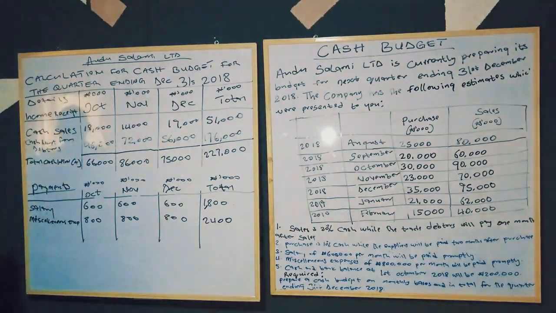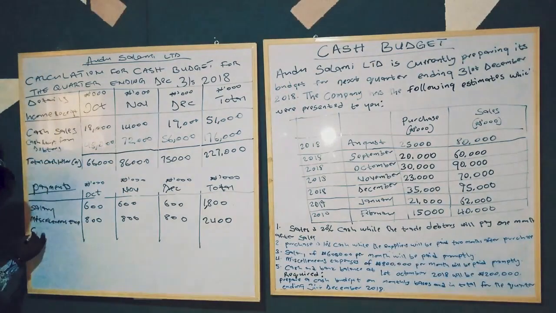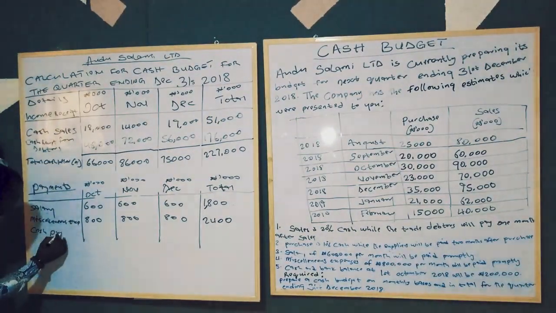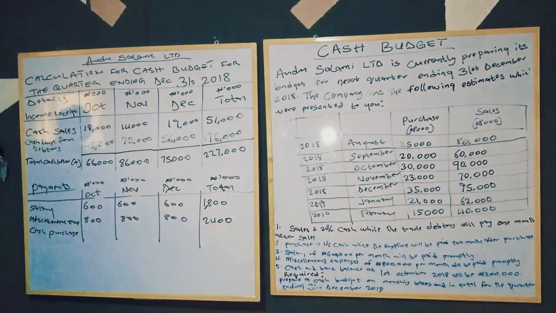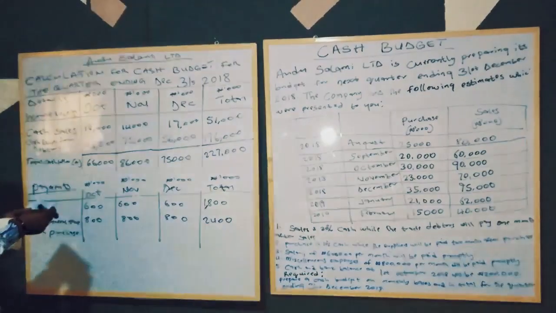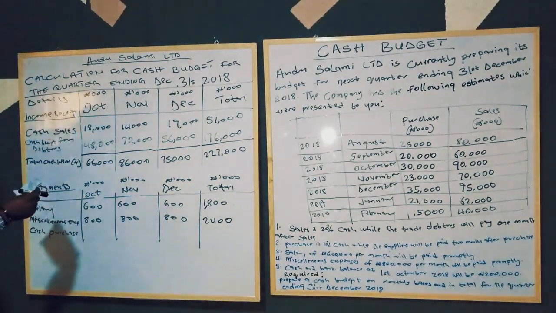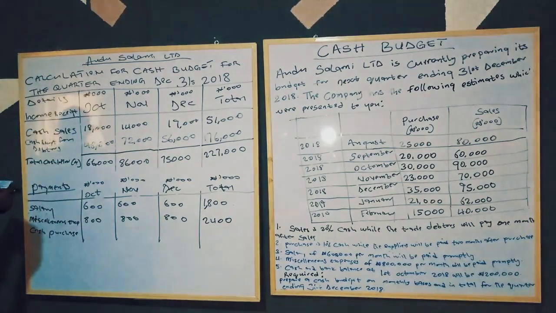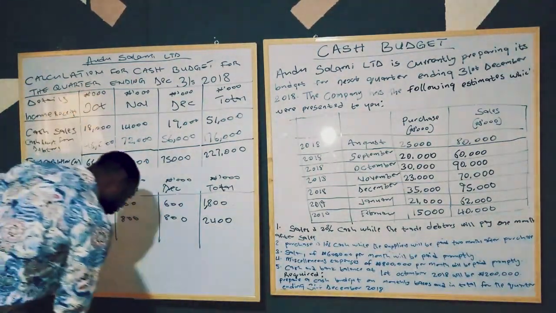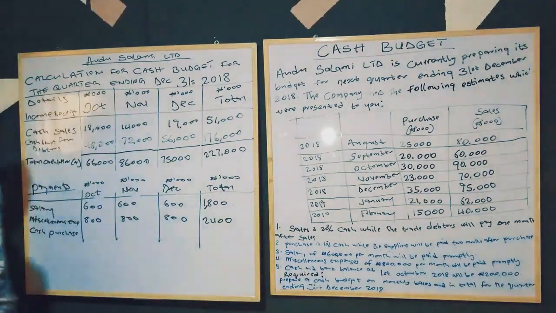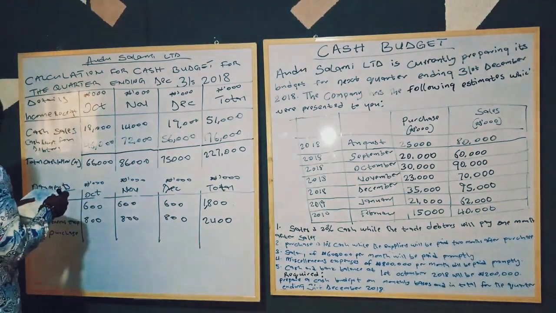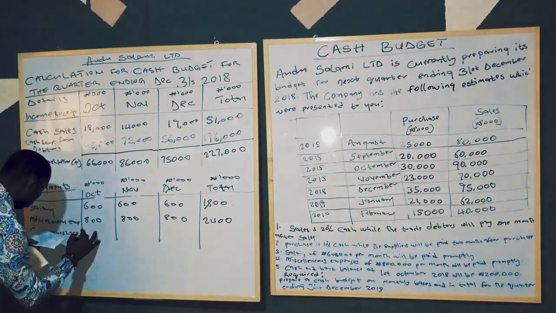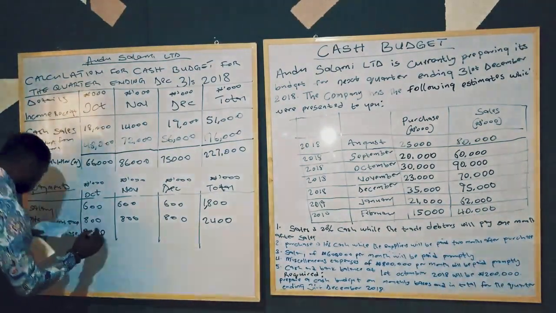Then now we have cash purchase. That is the amount that we pay instantly when we purchase the goods. So we go to our previous calculation. What is our cash purchase there? You can call it cash purchase or cash payment, they are the same thing. So when we go to that place, our cash payment or cash purchase is 3,000.